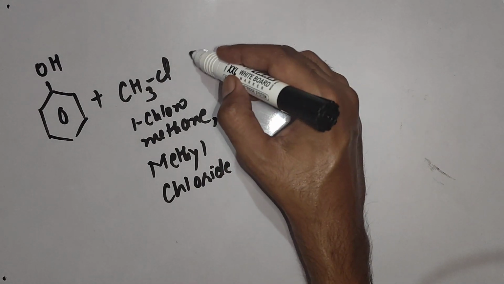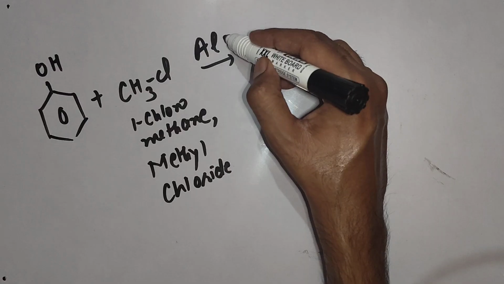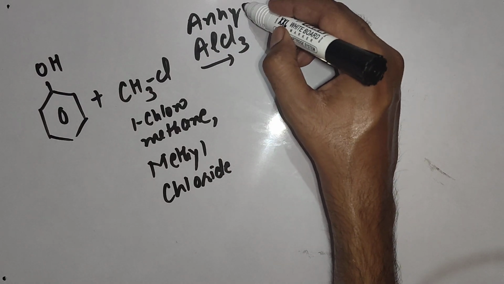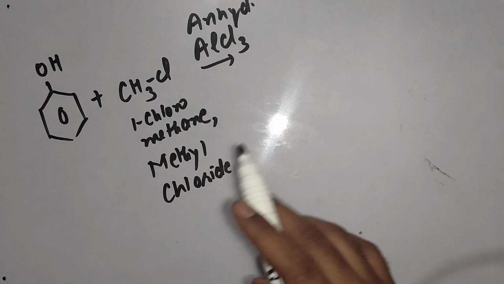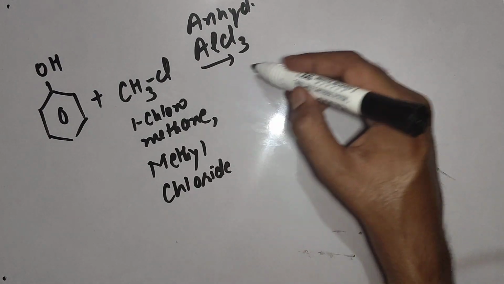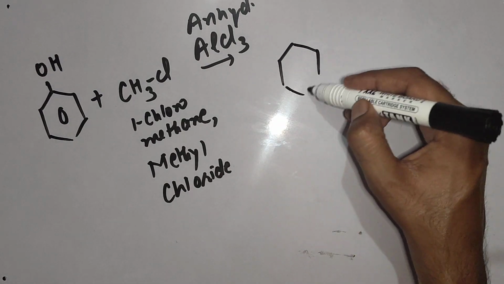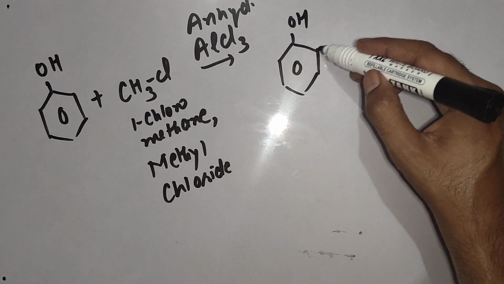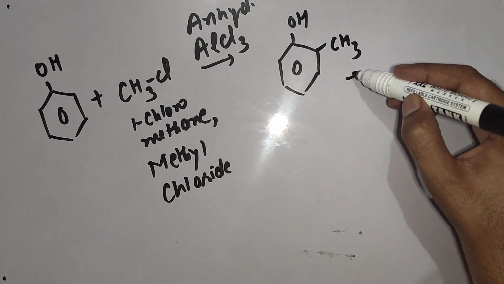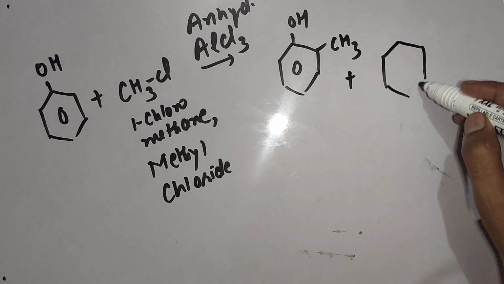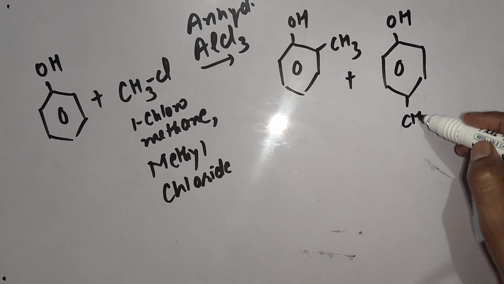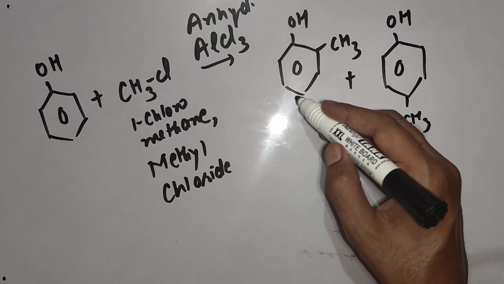Now this reaction we have to perform in the presence of anhydrous AlCl3, and what we are going to generate is a mixture of two products. This you can call by IUPAC naming.